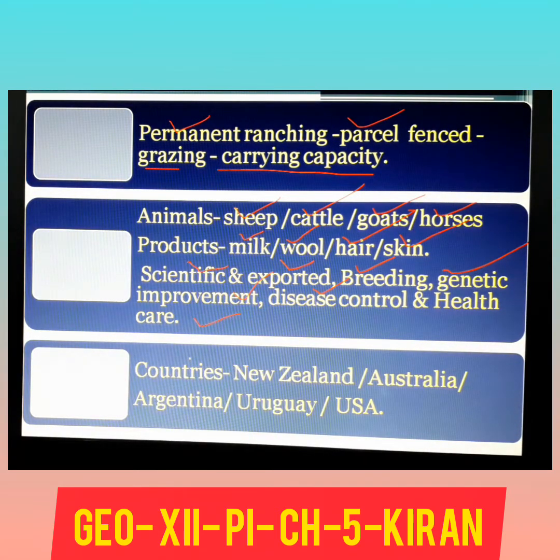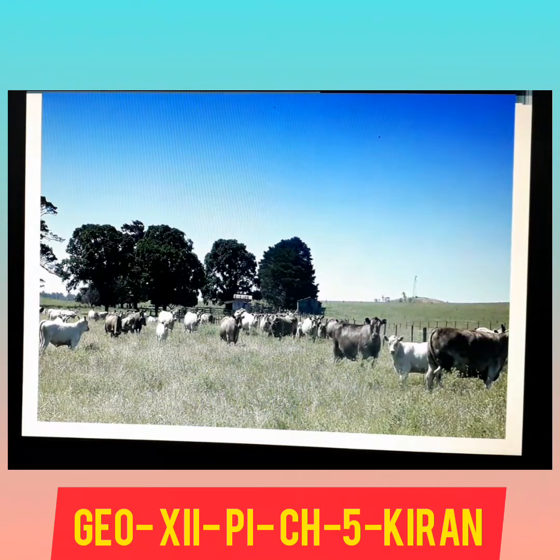The countries which have developed commercial livestock rearing are New Zealand, Australia, Argentina, Uruguay, and USA. Besides this, there are many other countries which are fast developing the commercial livestock rearing because of its significance.